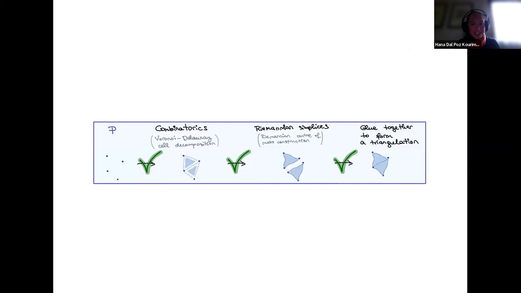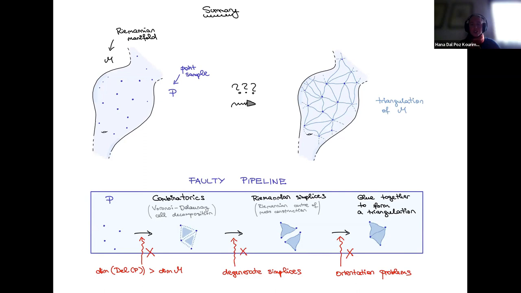Okay, so here is sort of a premature summary of my talk. What is it that we did? Well, the goal was, given a point sample, to construct a triangulation of the manifold. And we have seen that there is a pipeline which is unfortunately faulty, and we have to deal with problems with the dimension of the simplicial complex created by the Voronoi-Delaunay cell decomposition. In the second step, we have to deal with degeneracy of the simplices. And in the third step, which I didn't talk about too much, we might have some orientation problems, meaning that the gluing might not work out.